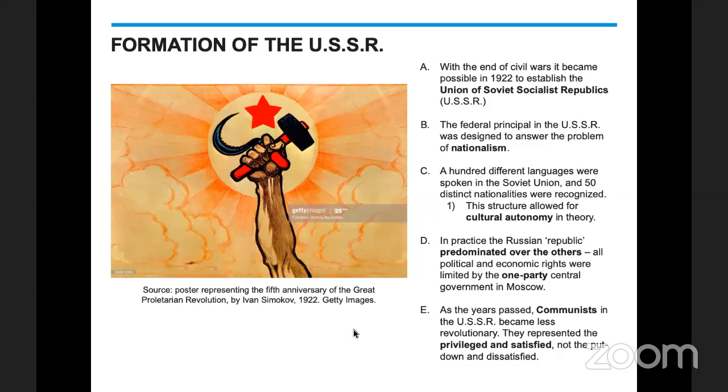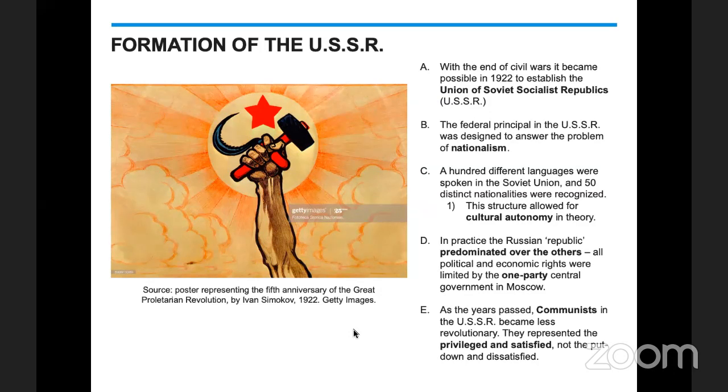And then as the years passed, communists, they were the ones who were the big revolutionaries, right? The ones that wanted this huge change. But remember, though Lenin said it's going to be an elite that really lead this, and those elite in the Communist Party represent more of the privileged and satisfied as the years go on, not the put down and dissatisfied that were the revolutionaries to begin with.